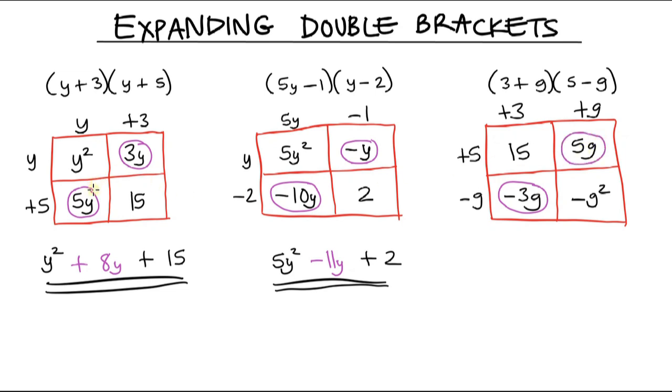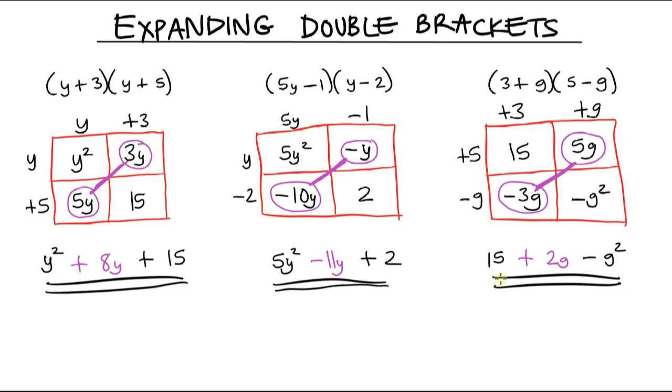And again, notice it's always the diagonals. So it seems that the diagonals always have like terms. Okay, let's write out our final answer. So we've got 15. And then 5g minus 3g is positive 2g. And then we've got minus g squared. So that will be our final answer.